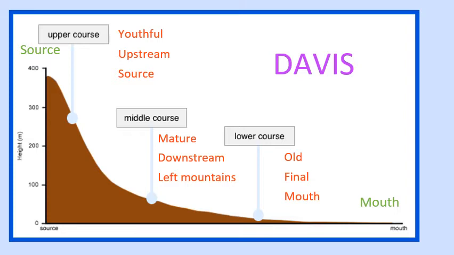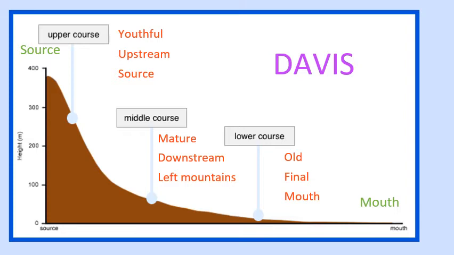As we continue along the path of the river, we then see that the river enters its lower course. The lower course can also be referred to as the old stage of the fluvial cycle. Once again, this makes logical sense as this is the part of the river that is near the mouth. It is the final stage just before the river flows into the ocean and stops.